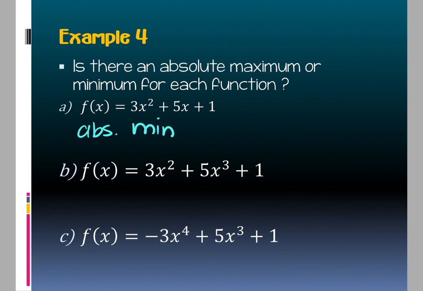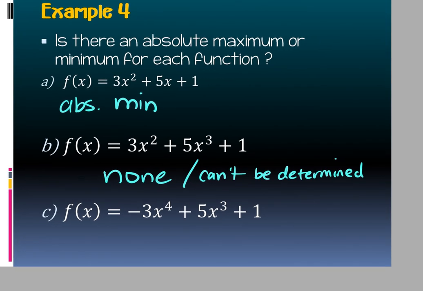B, highest exponent. Can we determine anything about a max and min right now? Nope. So no, there's not an absolute min or max. Or actually, I think it says can't be determined. And then C, highest exponent is 4, which is even. Sign on the front, which means there's an absolute max. Good so far?